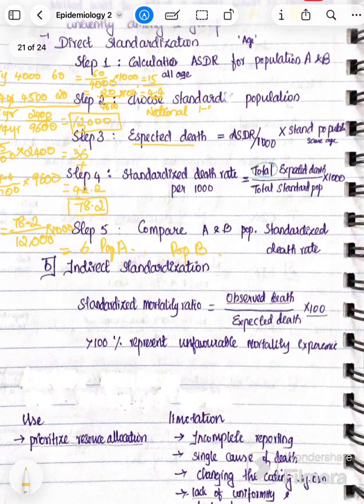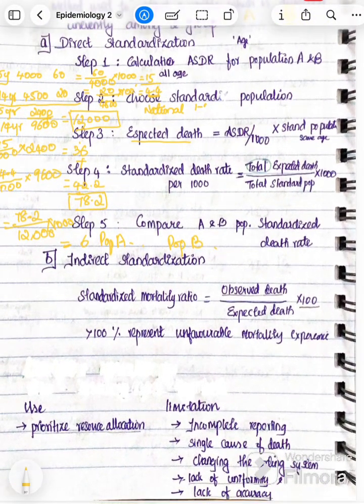Now indirect standardization formula we have is standardized mortality ratio is equal to observed death divided by expected death into 100. If answer comes more than 100%, it represents the unfavorable mortality experience.